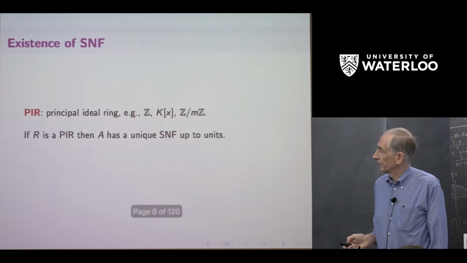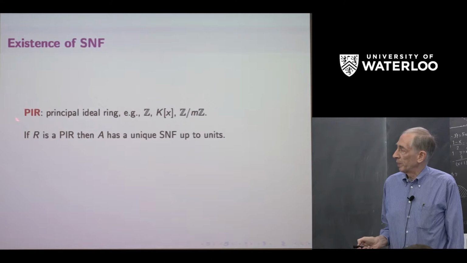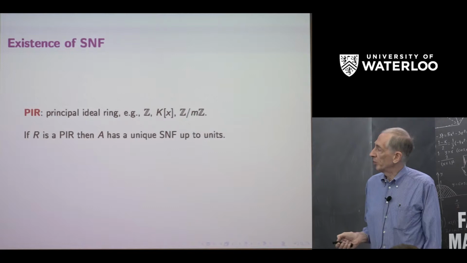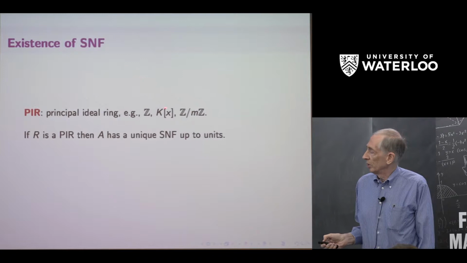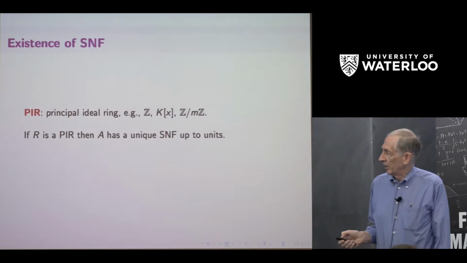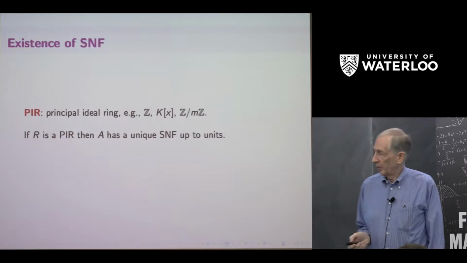Okay, so the most basic theorem on the existence of SNF is that over a principal ideal ring, or PIR, so this is a ring for which every ideal is principal, or has one generator. I don't assume it's an integral domain. So for instance, the integers modulo m are a principal ideal ring, but not a domain if m is not prime. Of course, the integers and polynomials in one variable over a field are PIRs. And then it's known that over such a ring, a matrix has a unique Smith normal form up to units.